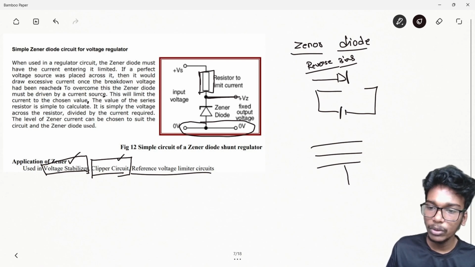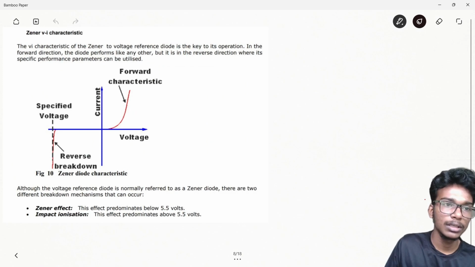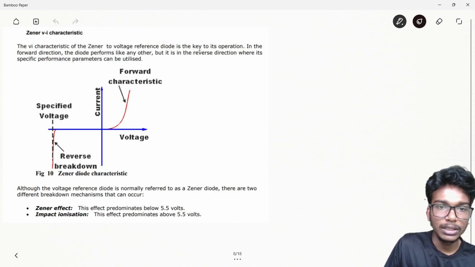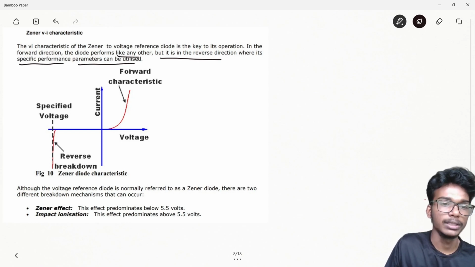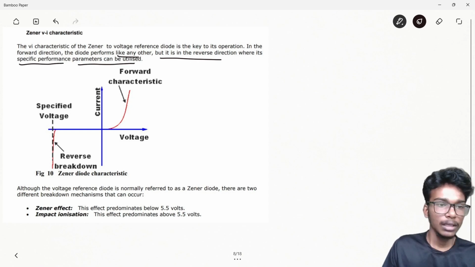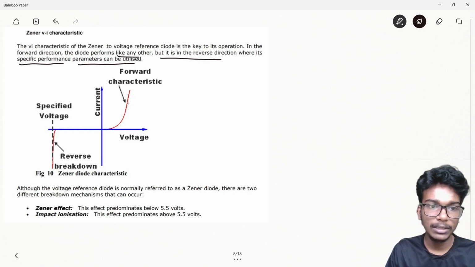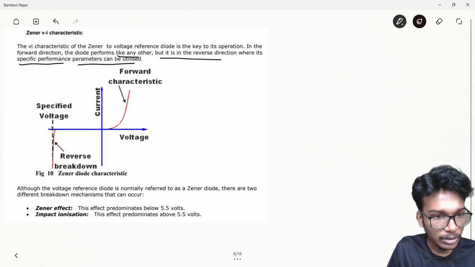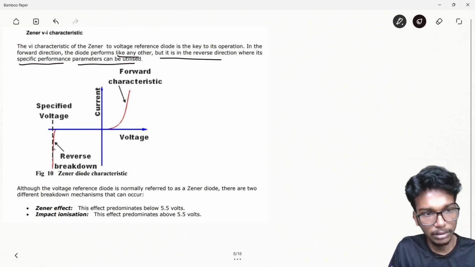And now we are going to look at the biasing of this Zener diode. Just look at it. The VI characteristics of a Zener voltage reference diode are key to its operation. In the forward direction, the diode performs like any other normal diode, but in the reverse direction, its specific performance parameters can be utilized. In forward biasing, it performs like a normal PN junction diode. In reverse biasing, just look at it.